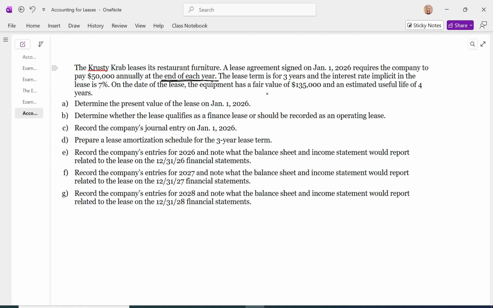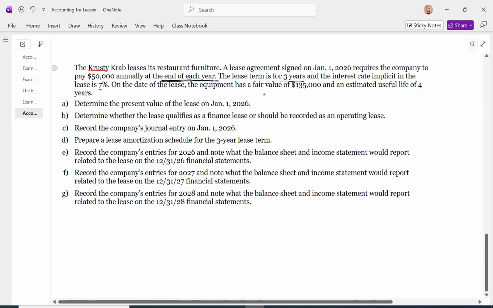case. The lease term is for 3 years, and I made it a short lease so that we could see exactly what happens with the cash flows and the journal entries across the full 3 years. The interest rate on the lease, what we're going to use to determine the time value of money, is 7%. On the date of the lease, the equipment has a fair value of $135,000 and an estimated useful life of 4 years. A asks us to determine the present value of the lease.